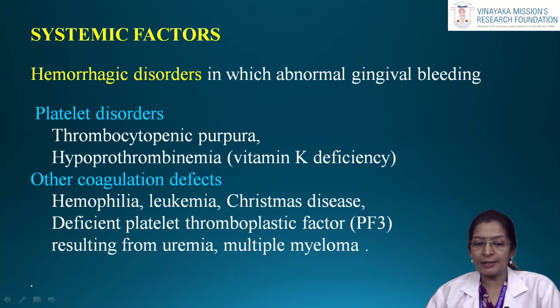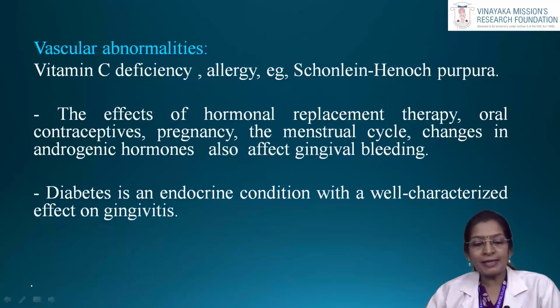Coming to systemic causes, certain hemorrhagic disorders also cause abnormal gingival bleeding, like platelet disorders such as thrombocytopenic purpura, hyperproteinemia, other coagulation defects like hemophilia, leukemia, Christmas disease, deficient platelet thromboplastic factor resulting from uremia, multiple myeloma, and vascular abnormalities like vitamin C deficiency, and certain allergic conditions like Schönlein-Henoch purpura.